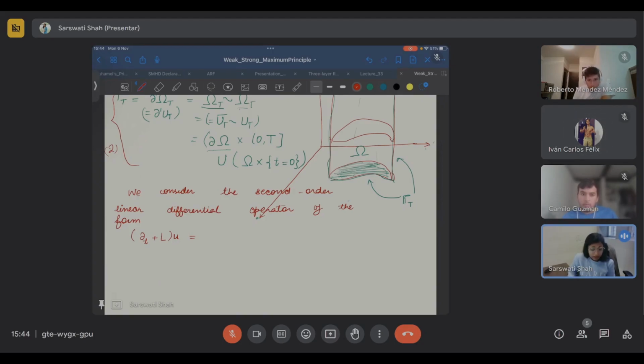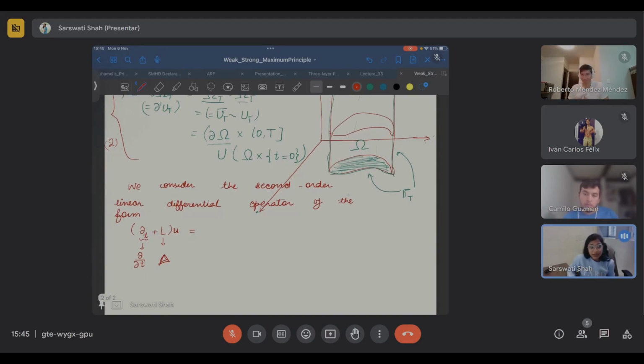Now we consider the second order linear differential operator of the form. So this operator, you know, this is del over del t. We are very interested in this operator here. If this L operator is the Laplacian, we can relate it simply with the Laplacian. But it is not only here. The author is interested. L is not only the Laplacian operator, but it also has some first order derivative of the dependent variable with respect to the spatial variable. So this is the thing to define the parabolic operator.